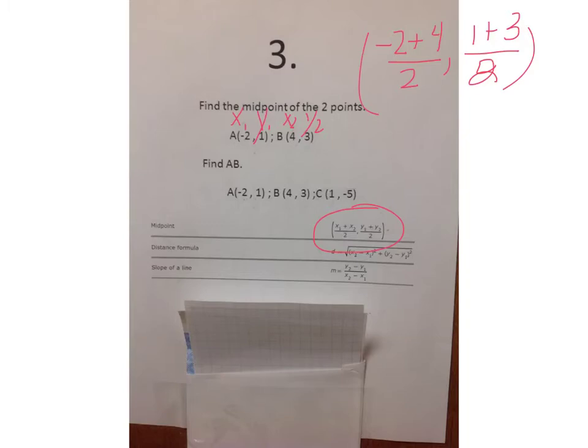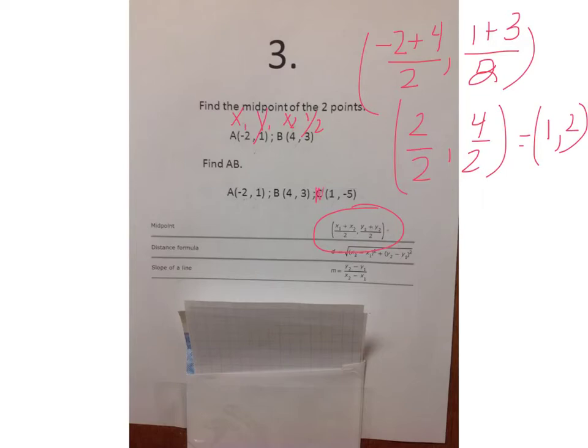Find the midpoint of the 2 points. Midpoint formula is right here, so we label it x1, y1, x2, y2, and then we just plug it in. x1 is -2 plus x2 is 4 divided by 2, comma, y1 is 1 plus y2 is 3 divided by 2. -2 plus 4 is 2 divided by 2. 1 plus 3 is 4 divided by 2. 2 divided by 2 is 1. 4 divided by 2 is 2. So my midpoint is 1, 2.